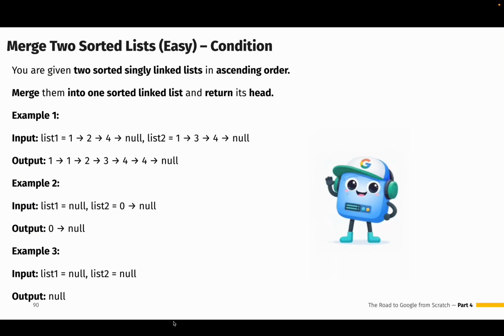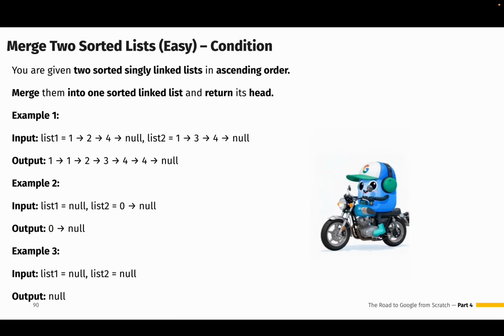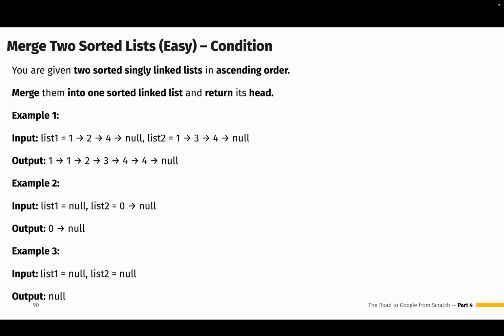So, hello guys, let's check the next exercise. It's called merge two sorted lists. It's easy level. So let's check the conditions. You are given two sorted singly linked lists in ascending order, and we need to merge them into one sorted linked list and return its head.